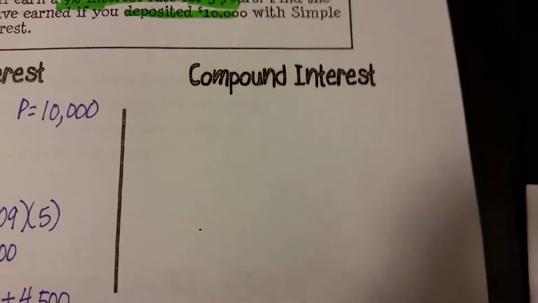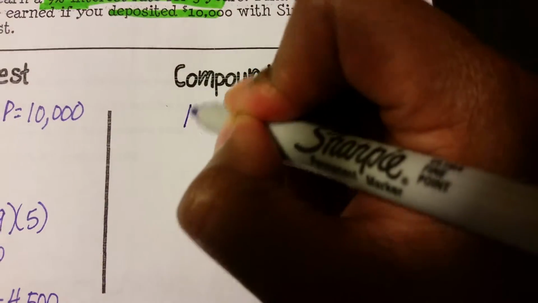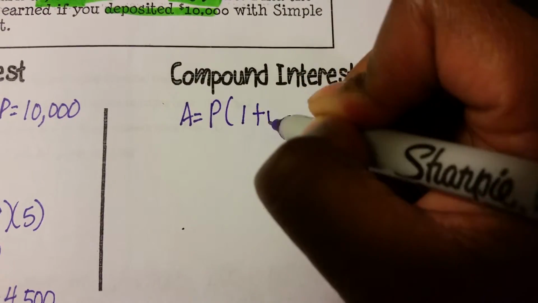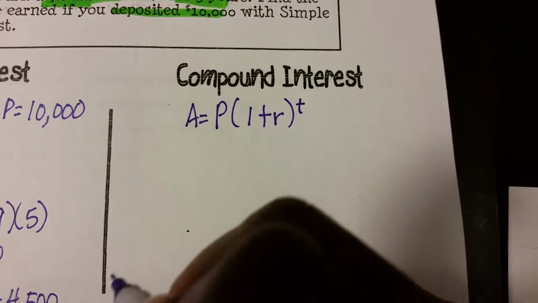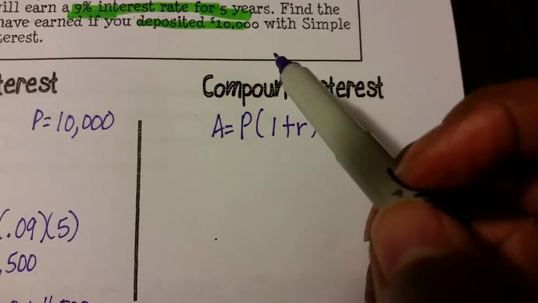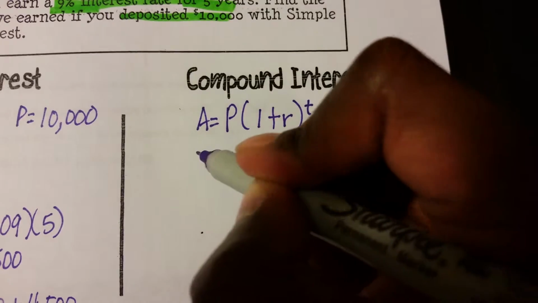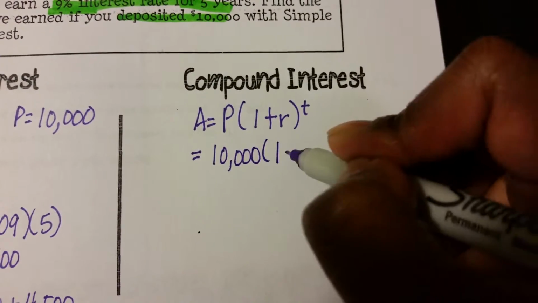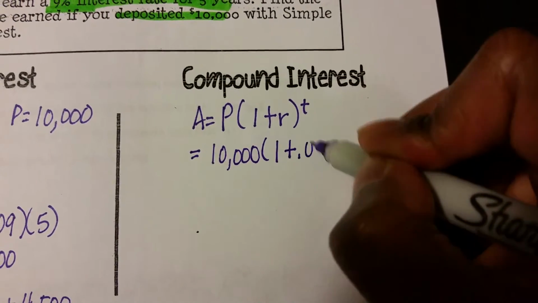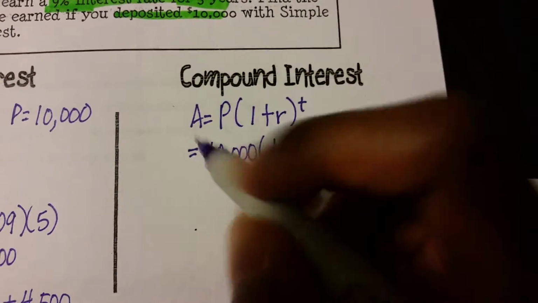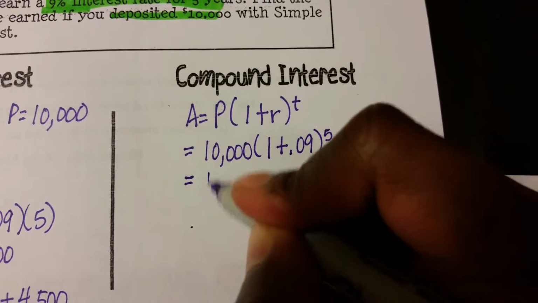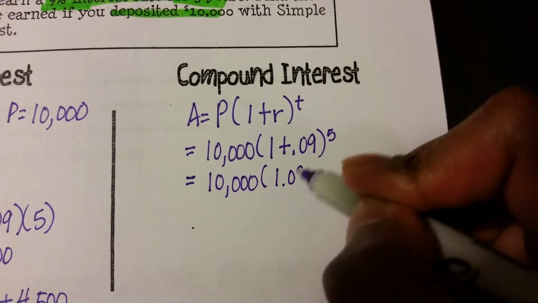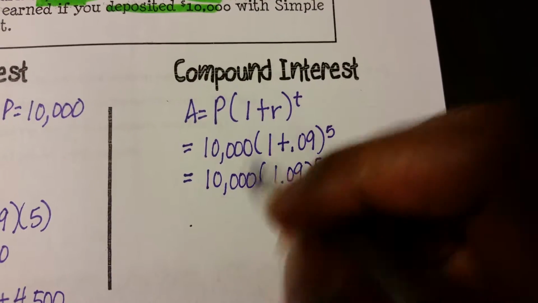All right. So with compound interest, we know our formula is A equals P times 1 plus R to the T. Okay, we're going to use the same numbers, plug them in. So it's equal to 10,000 times 1 plus the rate, which is 0.09 to the 5th. Okay, if we go through here, 1 plus that is 1.09 to the 5th.